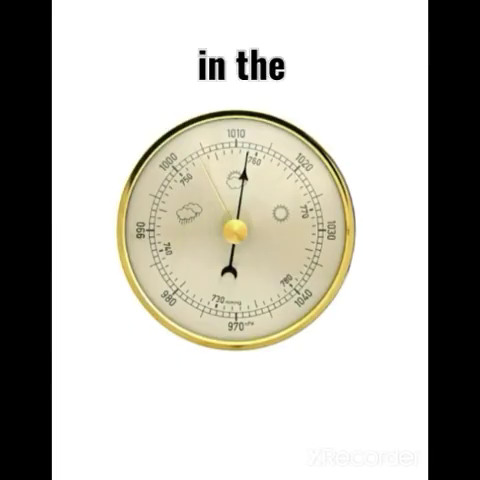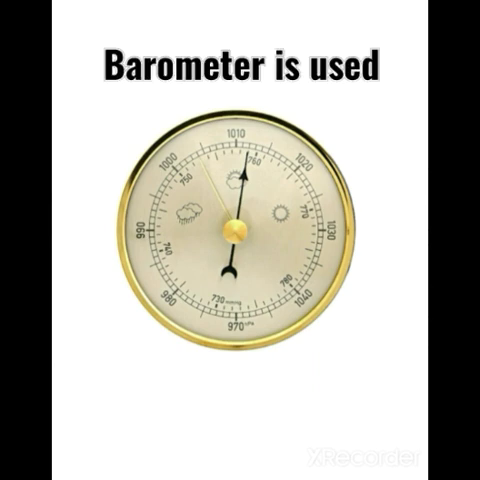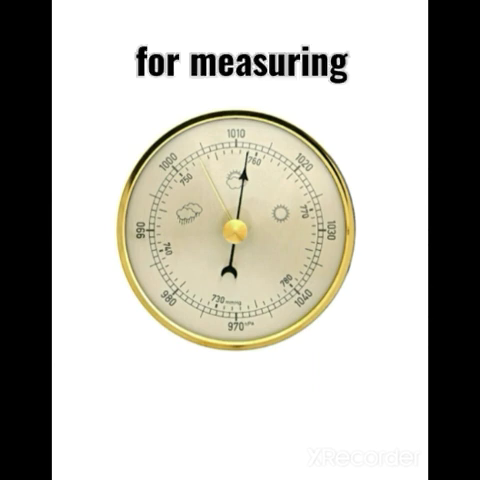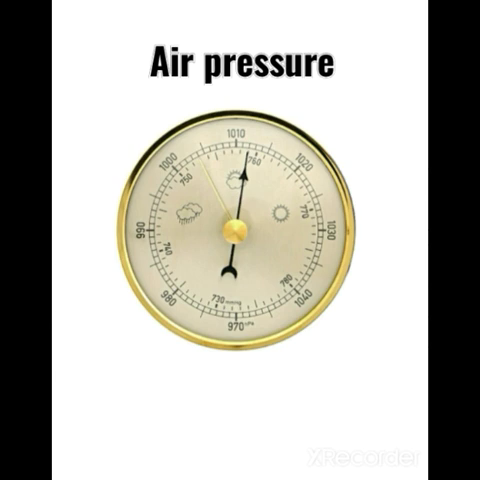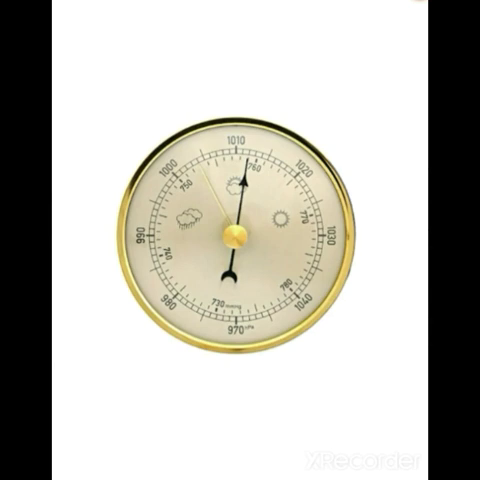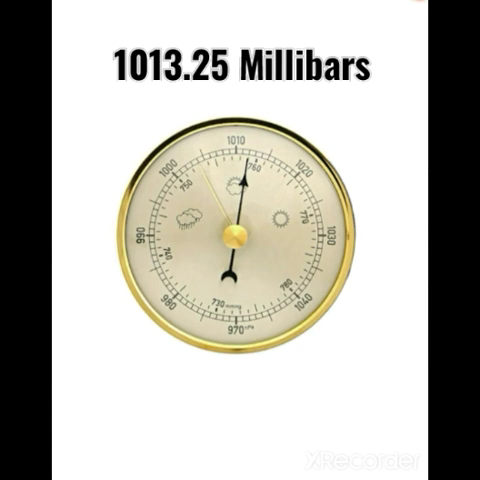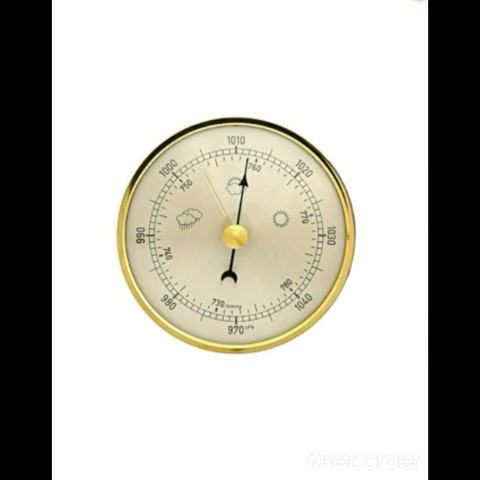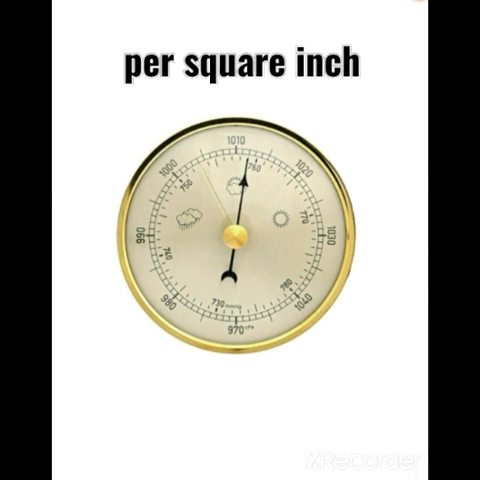Air pressure is measured in units of millibars. For this, an instrument called a barometer is used. The air pressure at the Earth's surface is measured with this instrument. The air pressure at Earth's surface is 1013.25 millibars or 14.7 pounds per square inch.